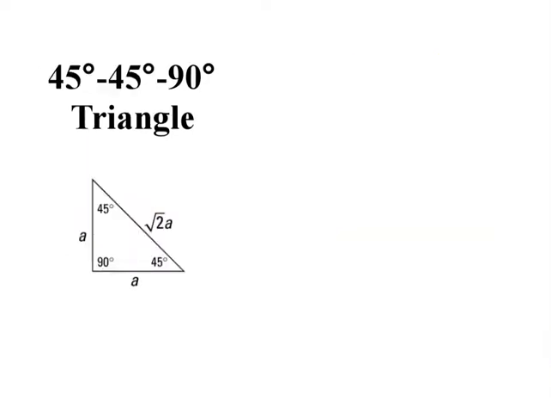45, 45, 90. Isn't as hard. Okay, it's a little more straightforward. The nice thing about a 45, 45, 90 is that 2 of the sides are the same. Okay, it's actually a nice isosceles triangle. So your hypotenuse is always root 2 times the side. And it doesn't matter which one because they're the same.